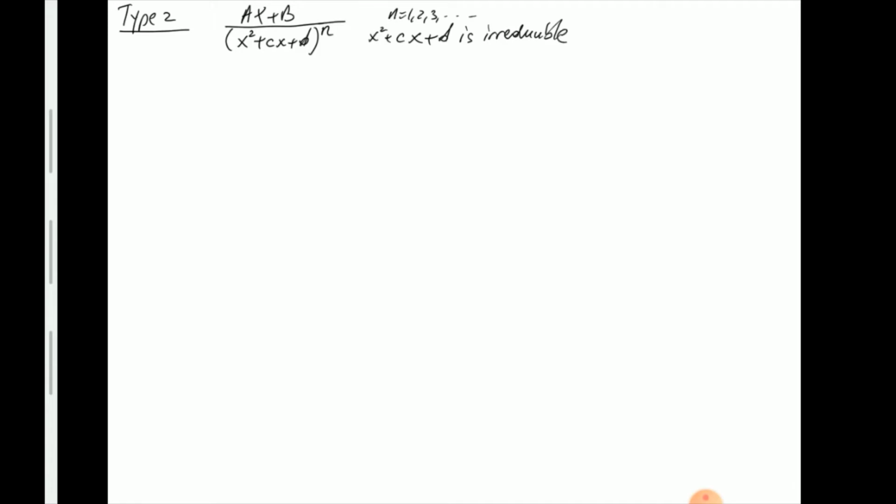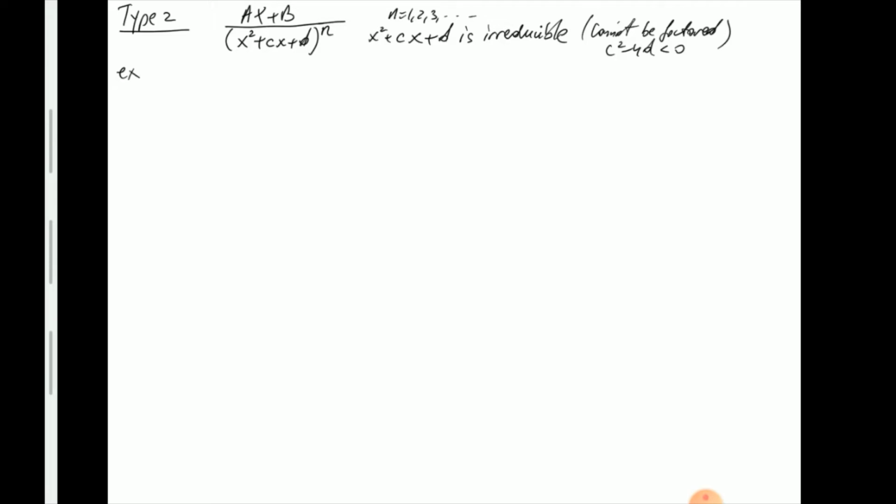The coefficient of x squared is 1 for reasons that I'll mention later, but it's important to point out it's irreducible, because if it's reducible, it has to be factored, and you'll have basically just a bunch of partial fractions of type 1 when you do the partial fraction decomposition. So it's irreducible, cannot be factored. Which means if you look at the discriminant, that's c squared minus 4 times 1 times d, it should be less than 0, right? If you want a quick check.